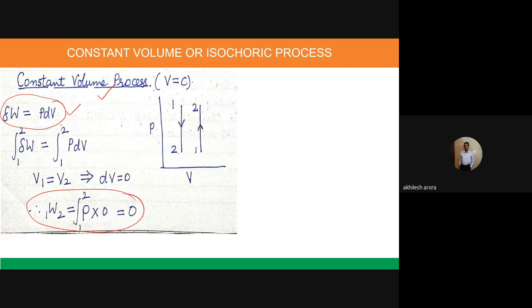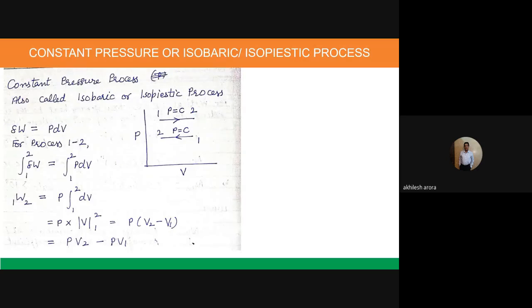Okay, because the value of dV is 0. The second one was the constant pressure process, in which the pressure is constant, P is equal to C. It is also known as isobaric or isopistic process.